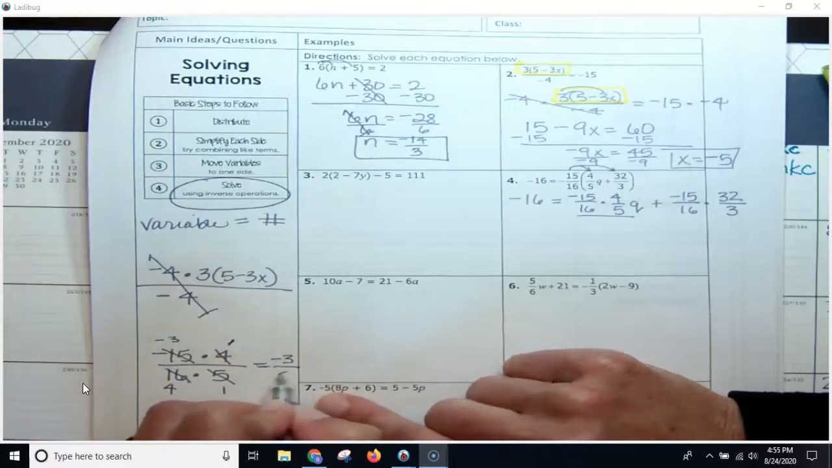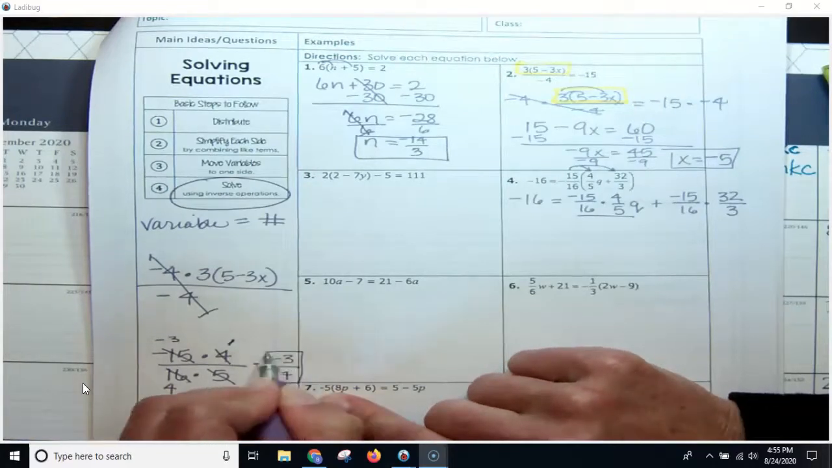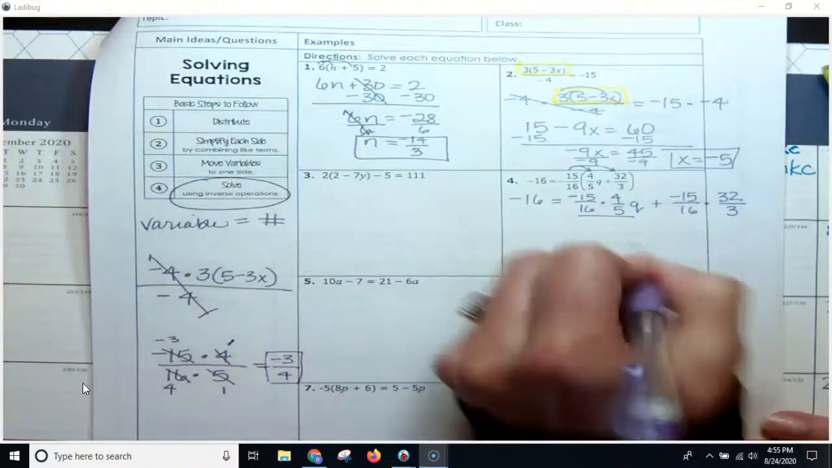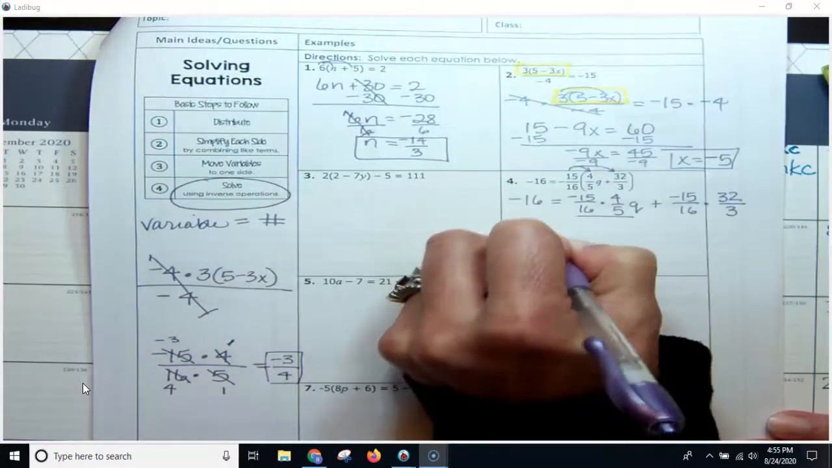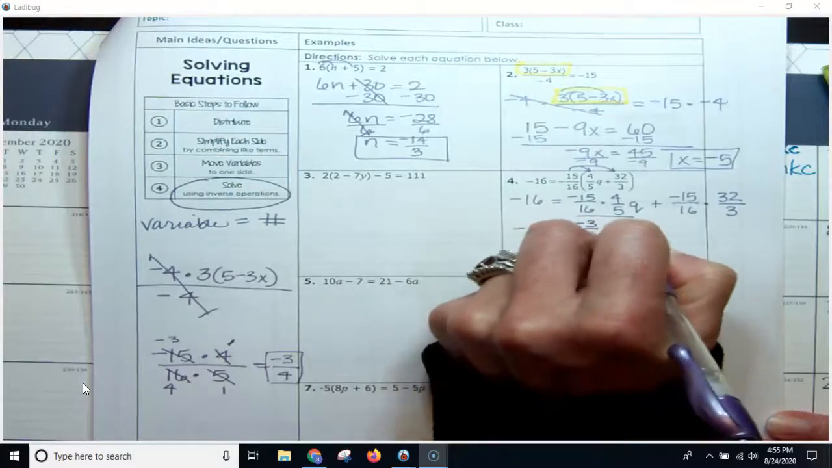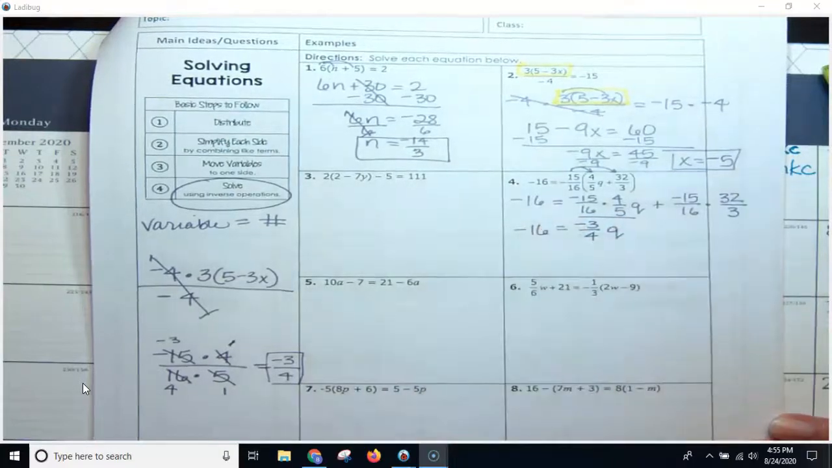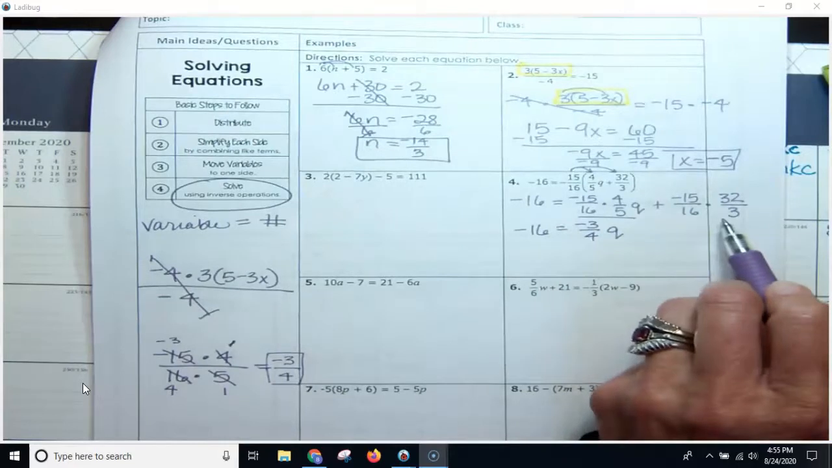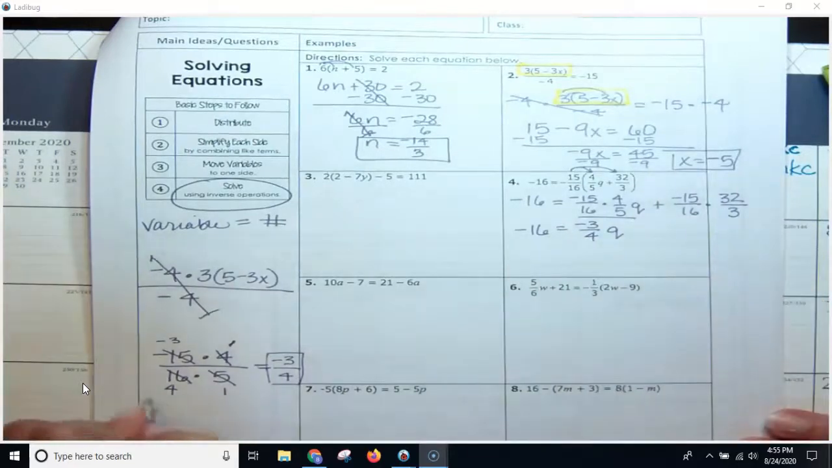4 times 1 is positive 4. I would get negative 3 over 4. So I can rewrite that as negative 3 over 4q. All right, let's do it again with this one, and then I will show you how it works out the same regardless of which way you do it.